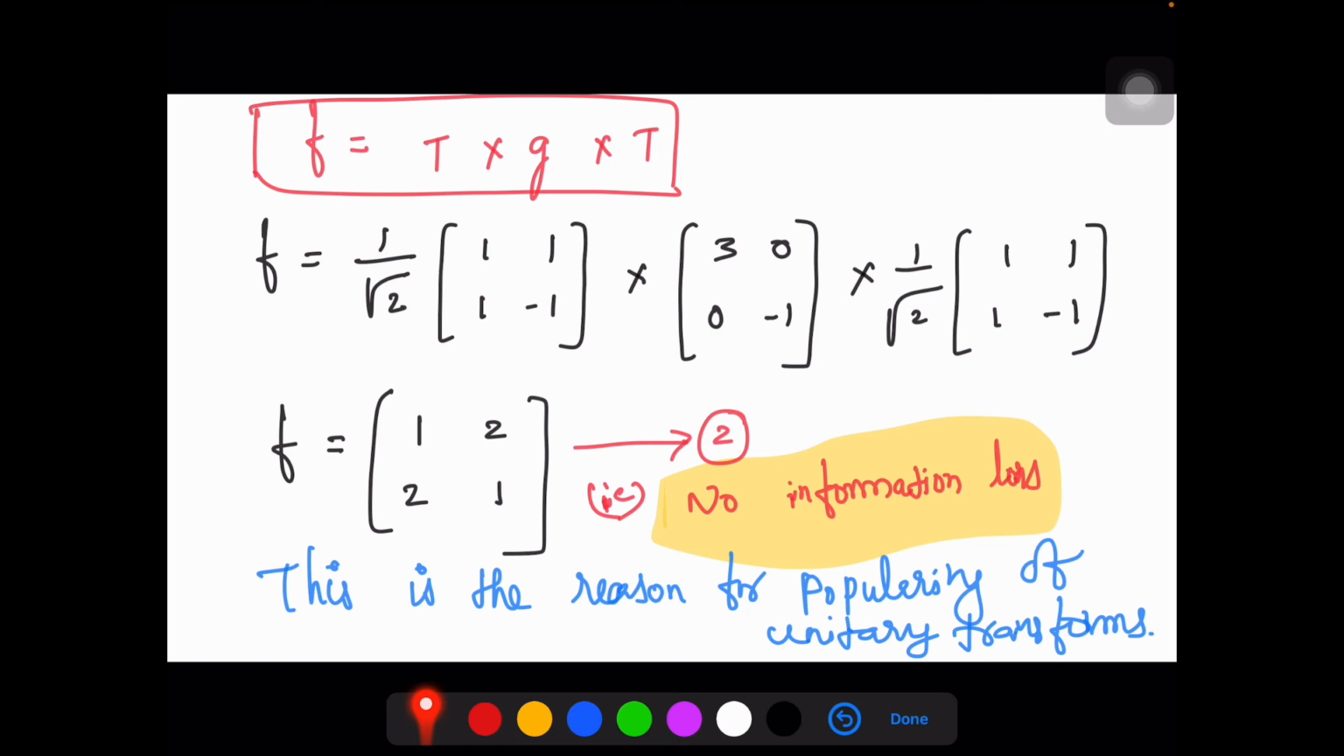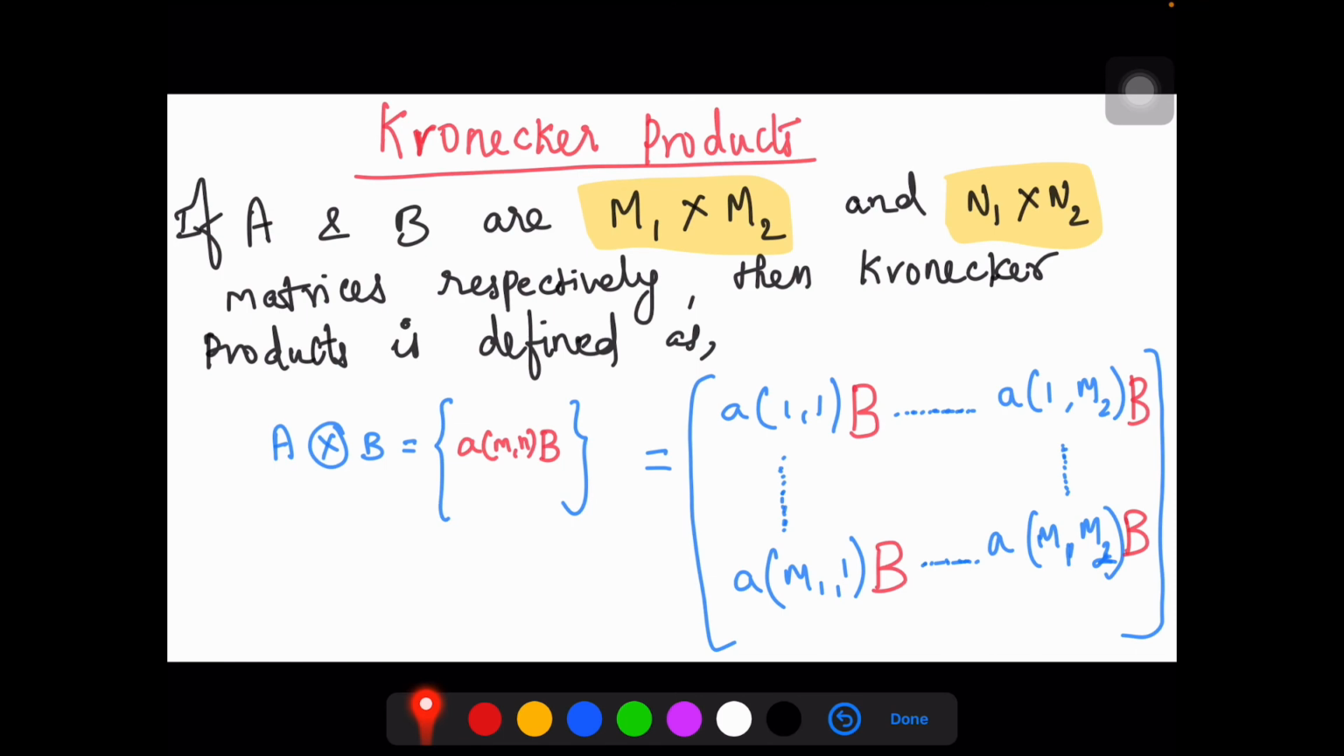So this is the reason for the popularity of unitary transformations. We don't miss any information there. You are able to properly reconstruct it back, and that's how the unitary transform has taken a major role in all the research problems. Coming to Kronecker products.